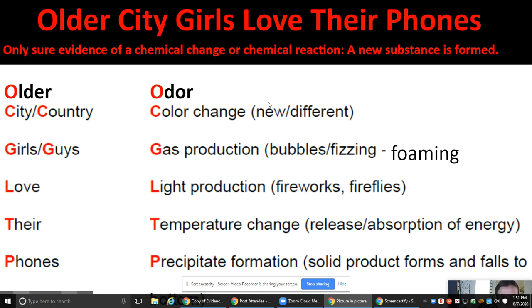So color change, new or different, unexpected, gas production, bubbles, fizzing, foaming, a light production, temperature change, an increase or a decrease, which is a release or absorption of energy, or the formation of a precipitate, which is a solid forming.